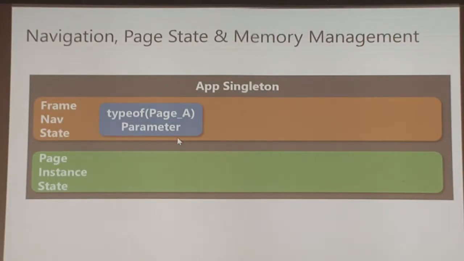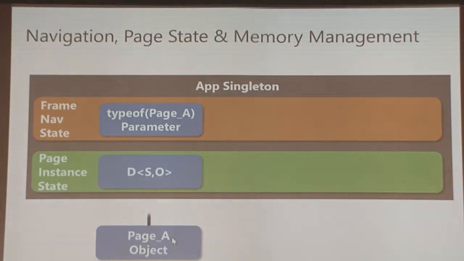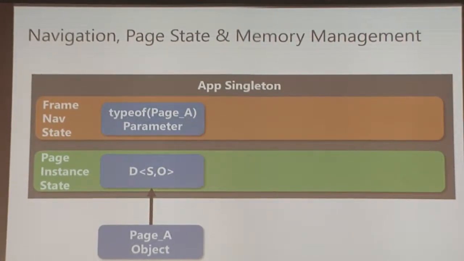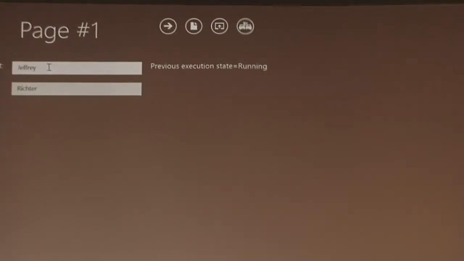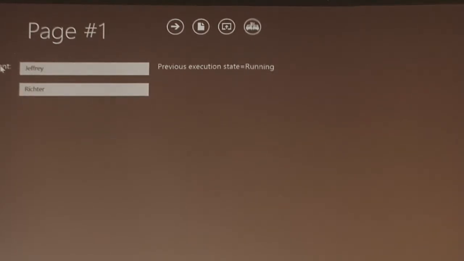Now, I need to keep some state for the user while they're looking at this page. So the next thing that I do in my program is, well, this is creating the page object over here. The next thing I do is I create a dictionary. And the dictionary contains strings for the keys and objects for the values. And then this dictionary object is where I'm going to store all of the user's state. So I have a dictionary.